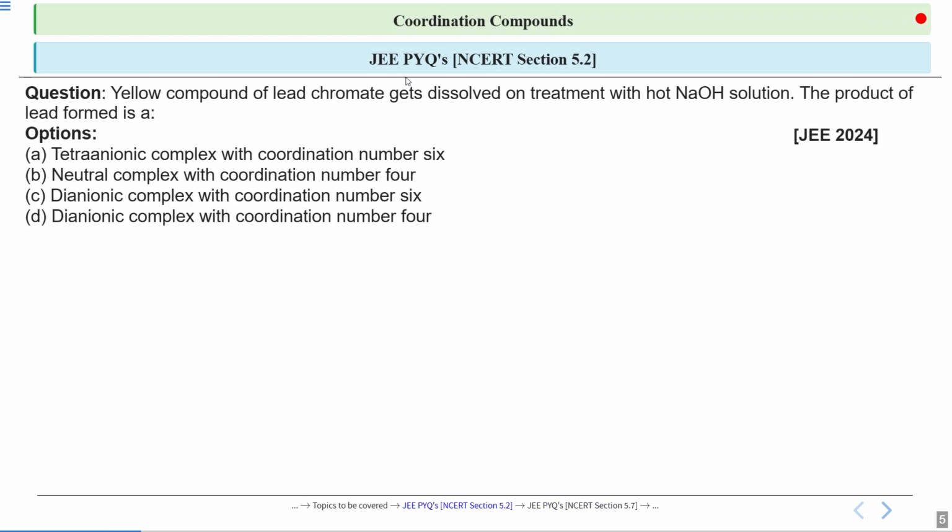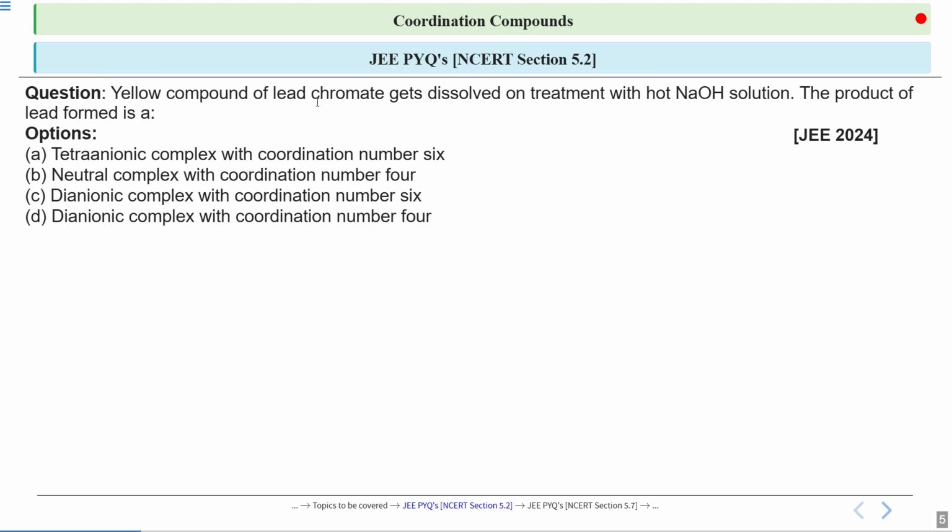So let's begin with our first question, which is a JEE PYQ, and it is covering the NCERT section 5.2. Question is, yellow compound of lead chromate gets dissolved on treatment with hot NaOH solution. The product of lead formed is a.